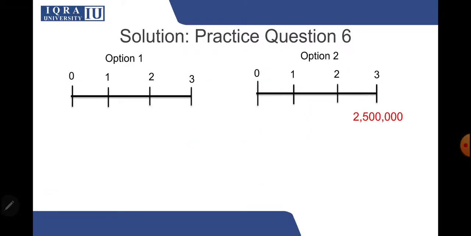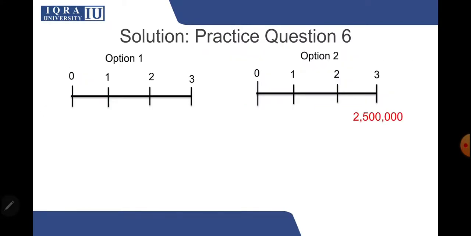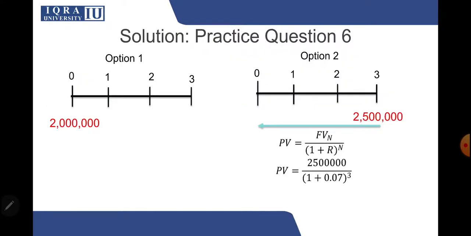So this is 2.5 million and we want to find its present value. So we want to take it to time 0. This is the present value formula. So 2.5 million is our future value. The R over here was, let's go back and see our R, it's 7%. So our R is 7% and our N will be 3 because we're taking it back 3 years. 1, 2 and 3. So if you solve this, this is your answer.